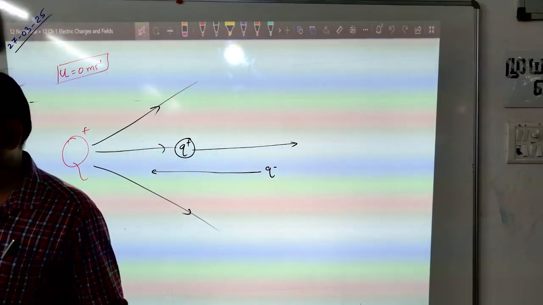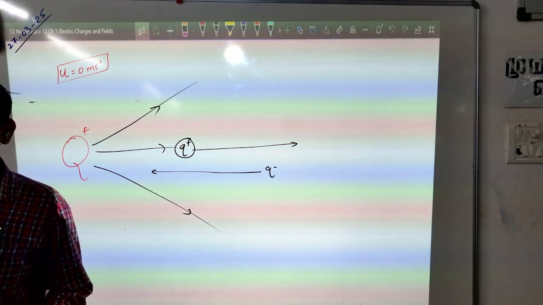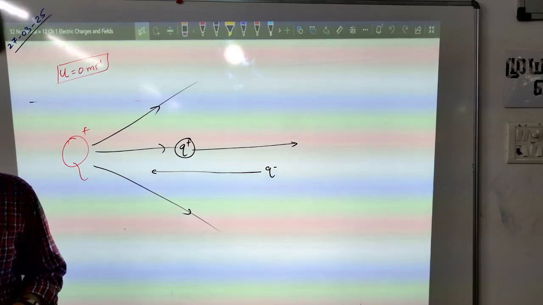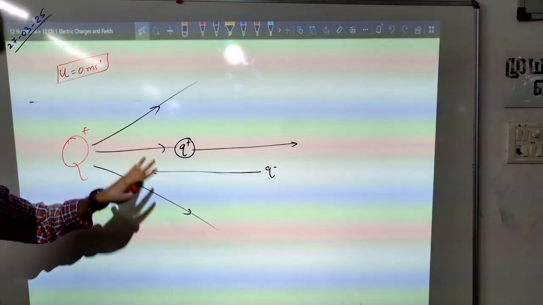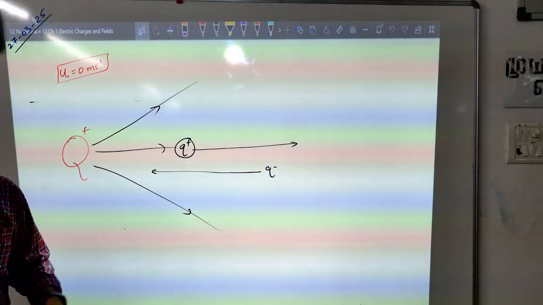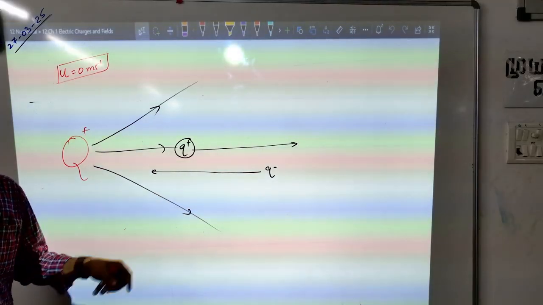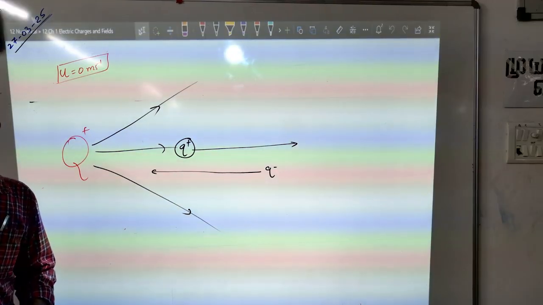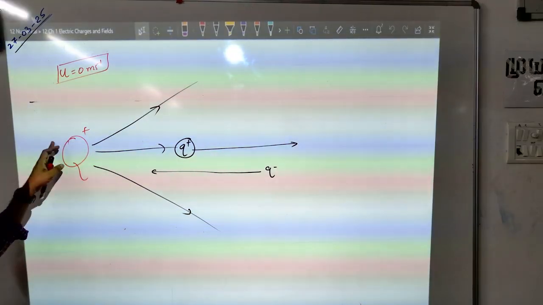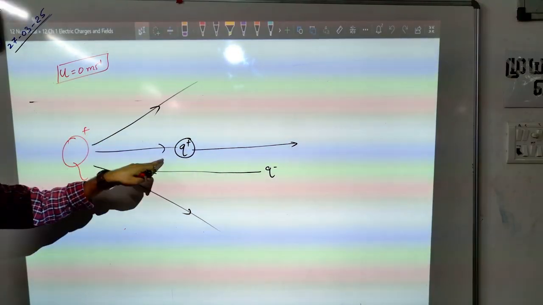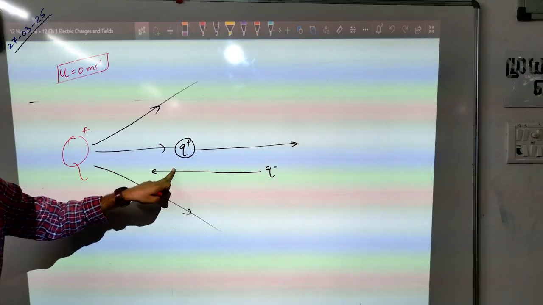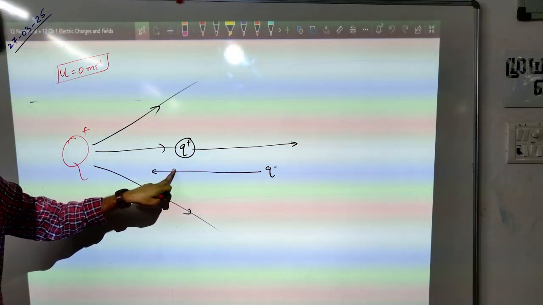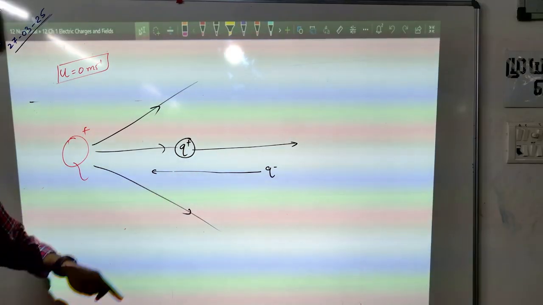And the trajectory. What do you mean by trajectory? Shape of the path. When the electric field is uniform, the trajectory of the charge, they always travel in which way, sir? A straight line. Suppose the initial velocity of the charge inside the electric field is equal to 0, fine, then the charge will travel in a straight line.